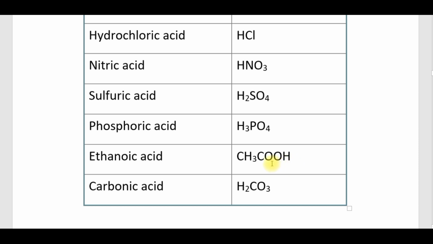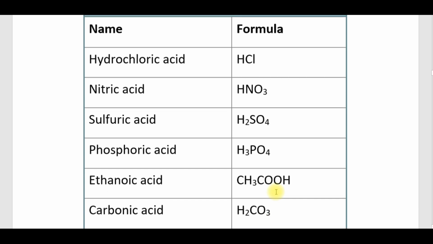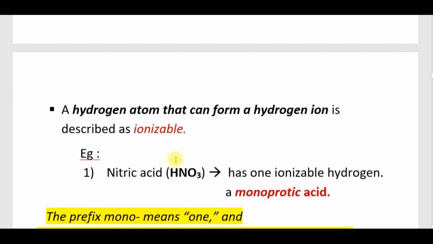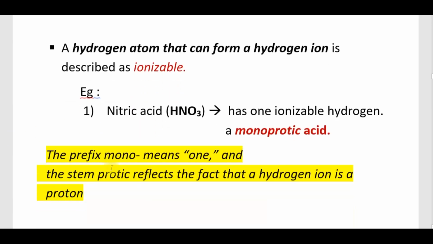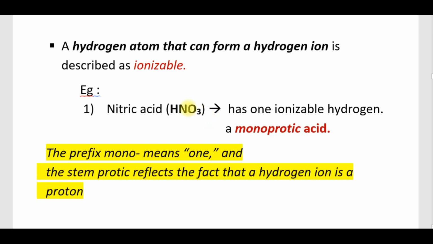But first of all, we don't know which hydrogen represents the presence of an acid. Carbonic acid consists of H2CO3. So generally I can say that acids may consist of only 1 hydrogen, 2 hydrogens, or more than 2 hydrogens. A hydrogen atom that can form a hydrogen ion is described as ionizable. If a hydrogen atom in a substance produces a hydrogen ion, then that is called ionizable. So nitric acid, HNO3, consists of 1 ionizable hydrogen. That means nitric acid ionizes into H plus and NO3 minus.